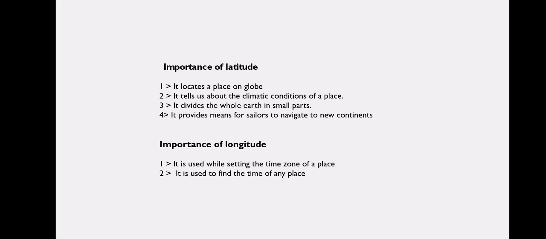We have 180 degrees east from the Greenwich meridian and 180 degrees west from the Greenwich meridian. So when proceeding towards the east or the west, you will understand through these longitudes the time difference. Moving towards the west, the time decreases, and moving towards the east, the time will be added. It is used to find the time of any place, as we have discussed that every degree of longitude gives you the difference of 60 minutes.